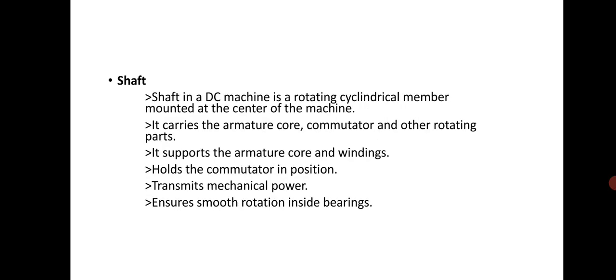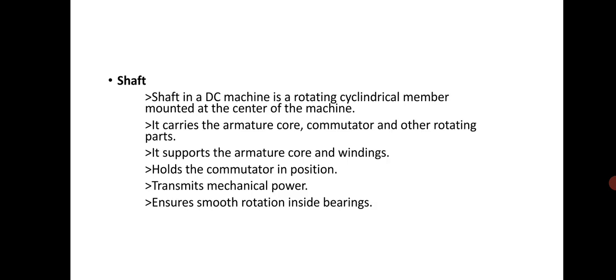Okay, next, shaft. What is shaft? It's also one part of the DC machine, right? It's a rotating cylindrical member mounted at the center of the machine. So what are the main things carried by this shaft? Because this is a rotating cylindrical part, no? It carries the armature core, commutator and other rotating parts.